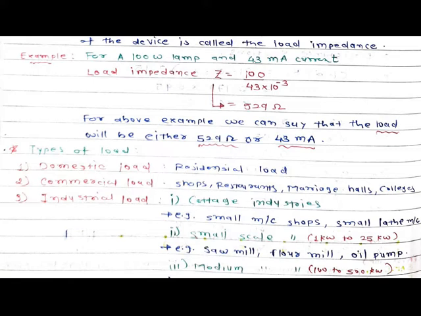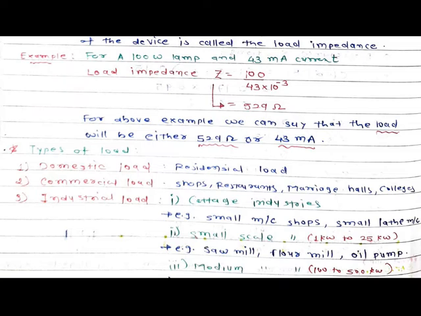And industrial load is further divided into 4 types. Cottage industries: in cottage industries, small machine shops, small lathe machines, etc. will be covered. Now small scale industries, and the range for the small scale industries is 1 kilowatt to 25 kilowatt. For example, sawmill, flour mill, oil pump, etc.